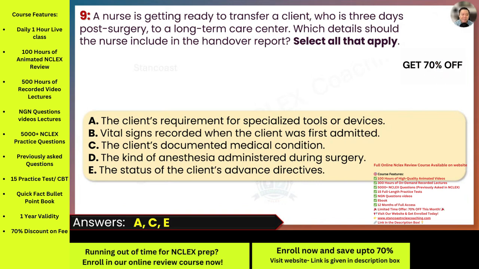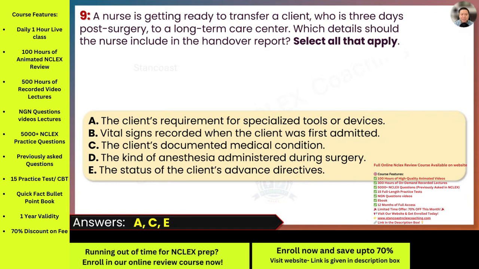Now, what about letter B? Vital signs recorded when the client was first admitted. Well, this is all about old vital signs. So these are outdated. And what the long-term care facility requires is the new set of vitals to assess the patient's present condition. And you are going to include the recent vital signs readings, any trends, maybe if it's fluctuating or the vital signs are stable. And if there are any concerns like fever, or maybe hypotension or hypertension, or maybe tachycardia. So these are things that you should be including in the handover.